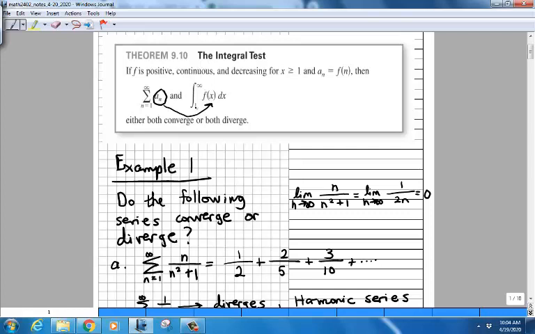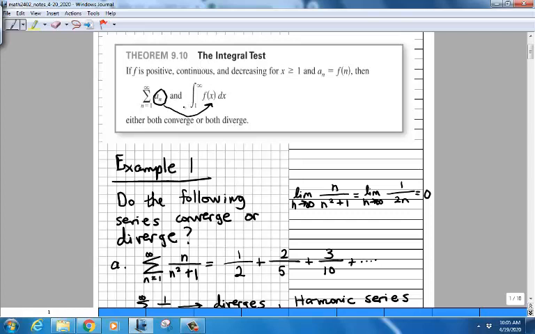Then integrate that function from 1 to infinity. It turns out that if this improper integral converges, then the series also converges. But if the improper integral diverges, in other words, if it turns out to be infinity, then the series also will diverge. That's kind of cool, because now we can apply our knowledge of improper integrals, which we learned a couple of sections ago, to help us determine if a series converges or diverges.